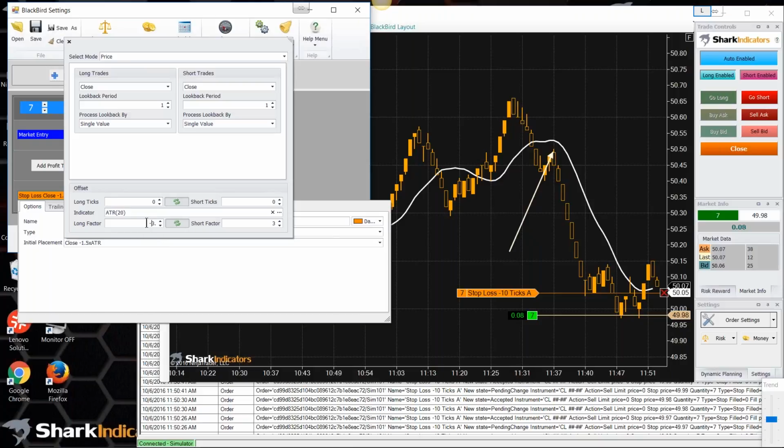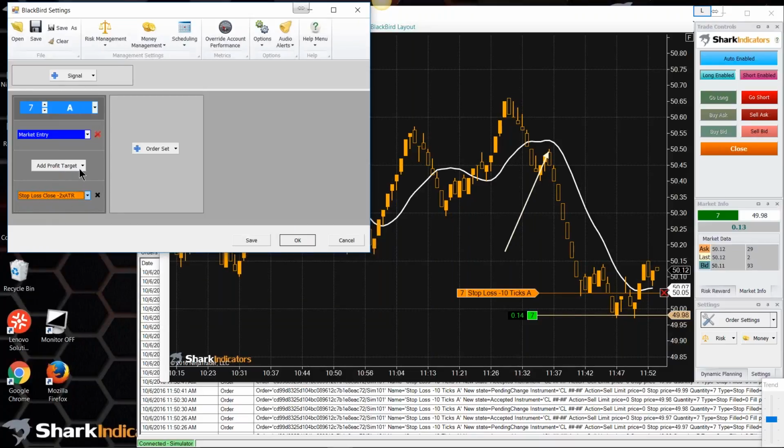For a stop loss, you want to keep things as a negative value. If I set this as a positive 2 ATR, that's going to try and put my stop loss above the market, and so your stop loss obviously would get filled instantly. So stop losses for a long trade need to be negative values, whereas your profit target is going to be a positive value. So just keep that in mind for long trades.